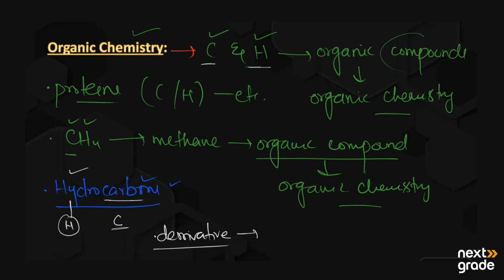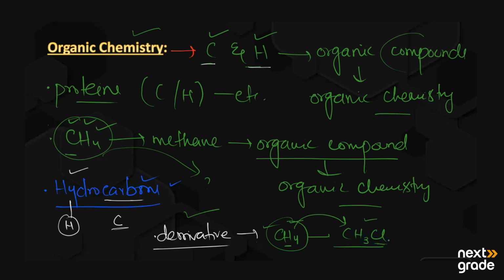The compound we obtain from this by replacing the hydrogen is known as a derivative. Derivative means we derive a new compound from the previous compound, so the new resulting compound is known as its derivative. For example, if we have methane, CH4, and we replace one hydrogen, we gain the compound CH3Cl. This CH3Cl is a derivative of methane, derived by replacing one hydrogen of methane with chlorine.